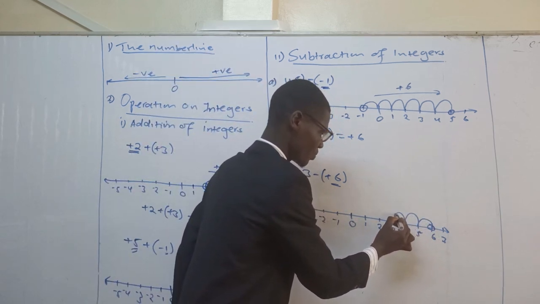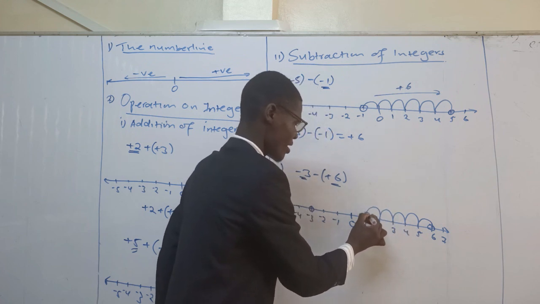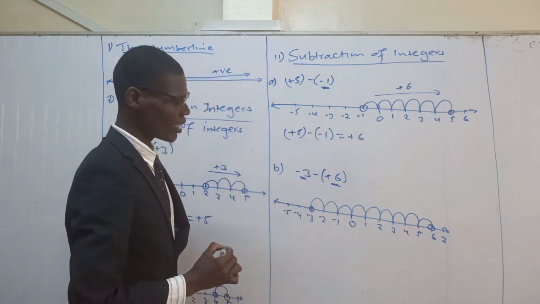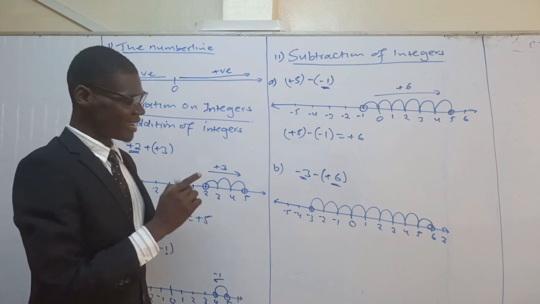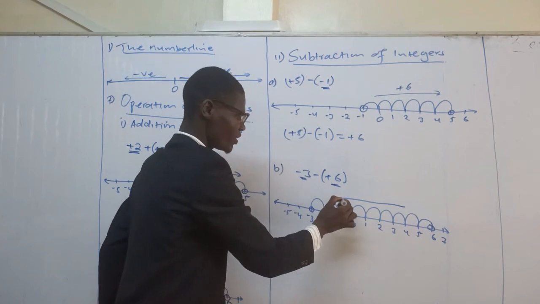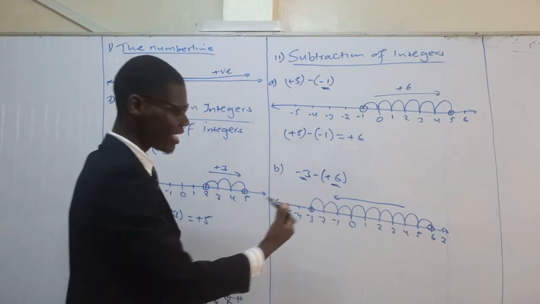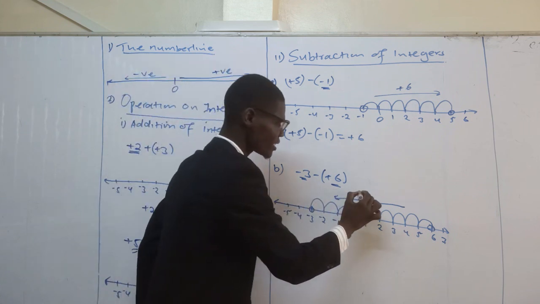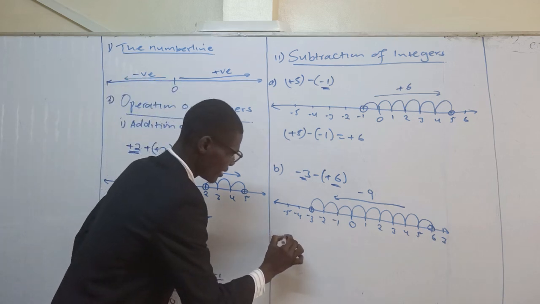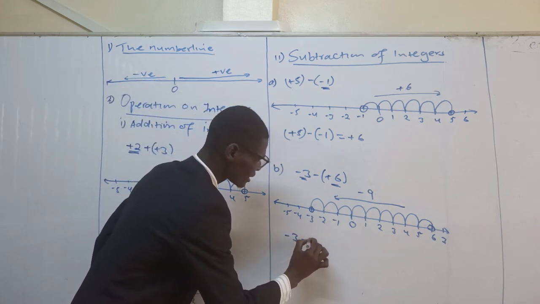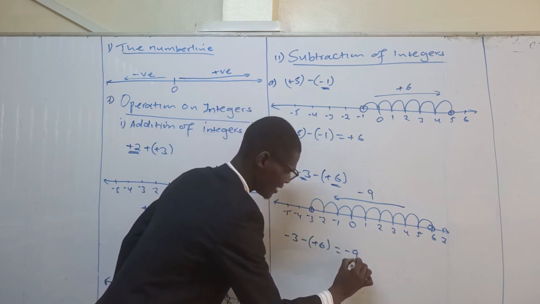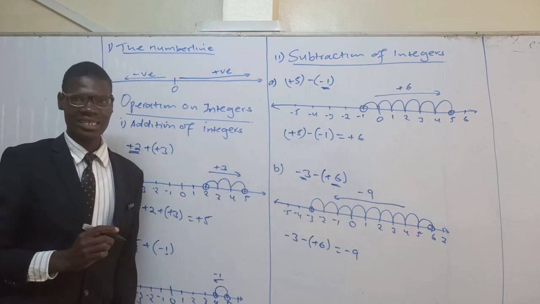1, 2, 3, 4, 5, 6, 7, 8, 9. It means I have moved 9 steps on the left. On the left you say it is a negative integer, so it is negative 9. That means negative 3, I subtract positive 6, I get a negative 9.